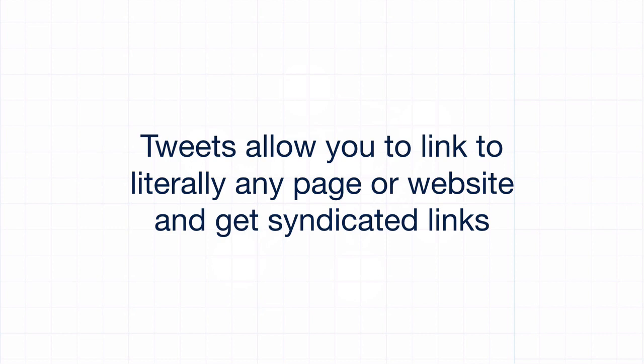So with a blog post, it's going to point back to your blog post all the time. When it shares it on Twitter, it's going to write the title of the blog post that's going to include the link to that blog post. But with Twitter, with a tweet, you can link to any page in the world, and every time it shares it on all these different profiles, it's going to link exactly to that page that you link to. So there is something cool about being able to do that.